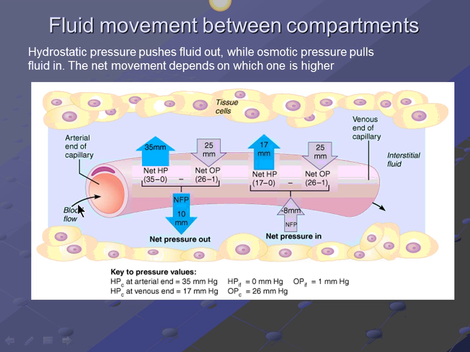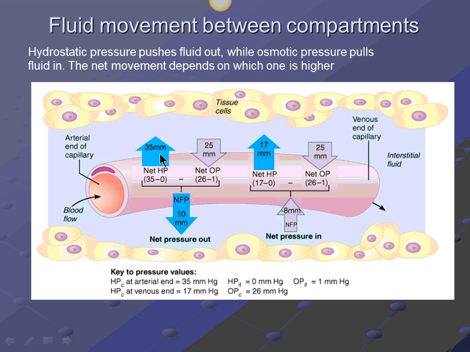Remember, in arteries the pressure is very high. At the venous end, the pressure becomes very low. So at the arterial end of the capillary, the hydrostatic pressure is, say, about 35 millimeters of mercury. And the osmotic pressure, because of the presence in the blood of your electrolytes, albumin, globulin, all of those solutes, is about 25 millimeters of mercury. So hydrostatic pressure tends to throw fluid out. Osmotic pressure tends to bring fluid back in.